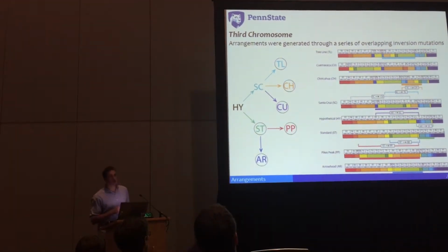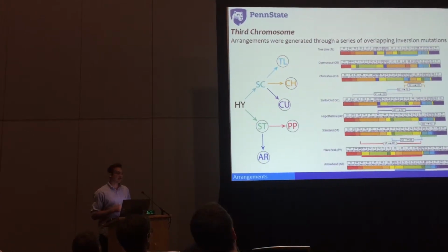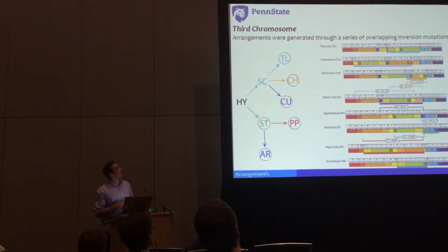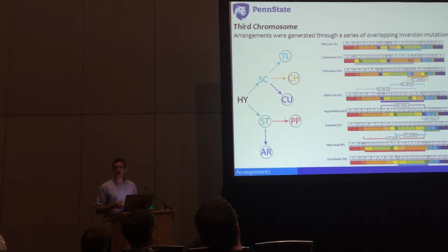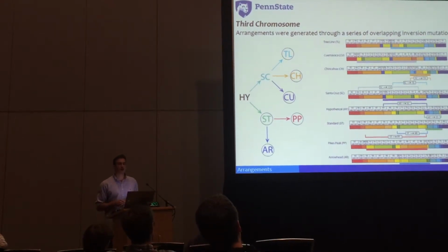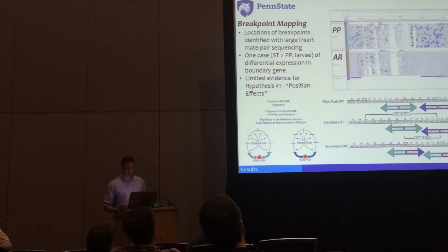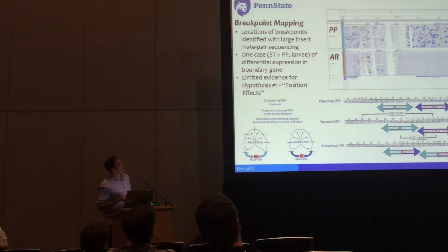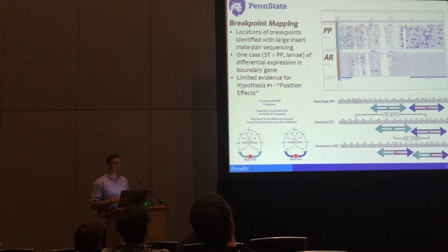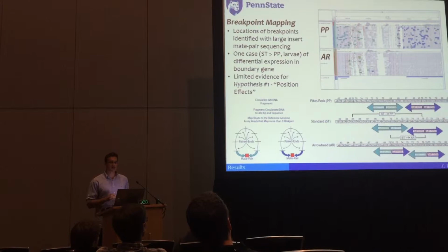And because each of the inversions are single overlapping events, we can build this network here to infer the relationship among the different arrangements and determine which chromosome was derived from which ancestral arrangement. We have mapped the location of each of these inversion breakpoints using large insert Illumina mate pair sequencing.